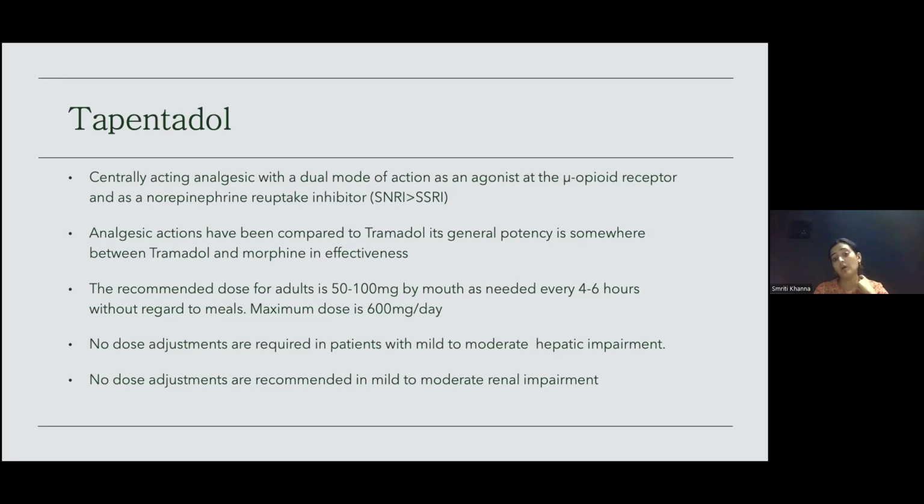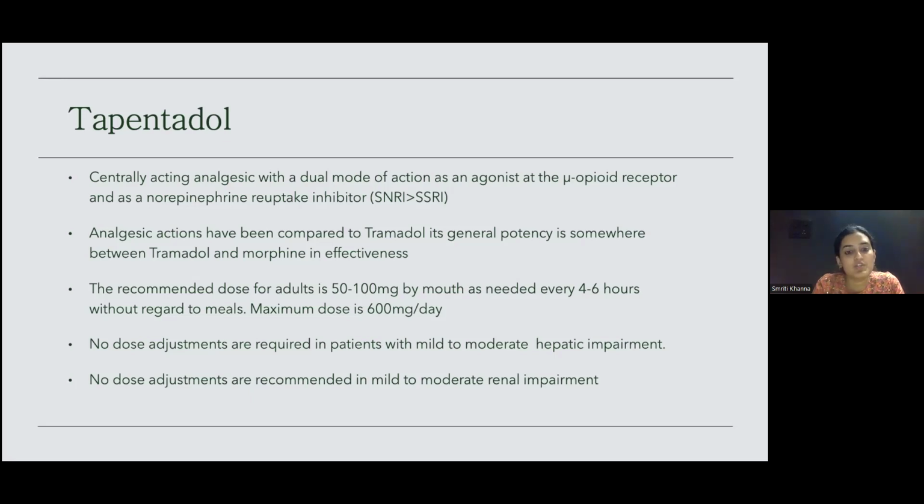Actually, it's been mentioned in literature that you can use tapentadol for severe pain also, not just moderate pain. But usually, we end up using morphine for severe pain, and tapentadol we use for mainly moderate pain.